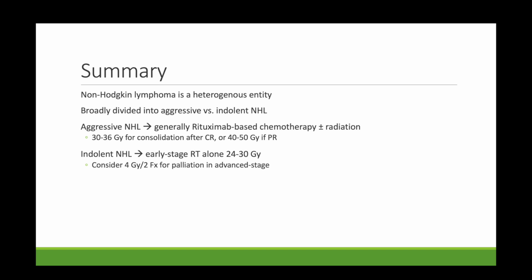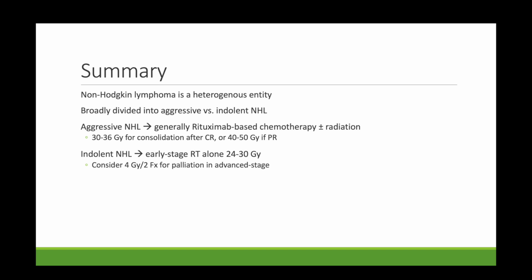Remember that for aggressive non-Hodgkin lymphoma, generally we go for rituximab-based chemotherapy, so often R-CHOP is the regimen that we go to, with or without involved site radiotherapy. If we do utilize radiation, then the dose is 30 to 36 gray for consolidation after a complete response, or 40 to 50 gray if patients have a partial response, or if we're just treating them and they've received no chemotherapy.